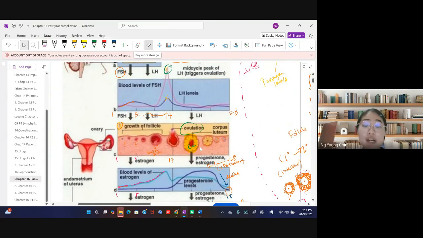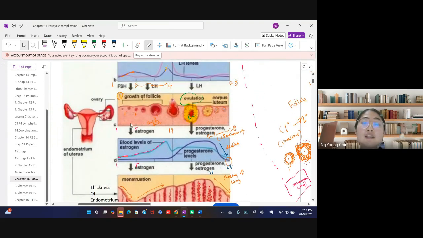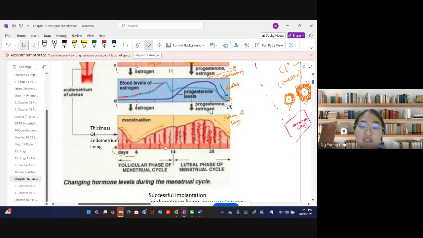So the menstrual cycle is about 28 days, and it is divided into two phases. The first phase is the follicular phase. What does follicular phase mean? At this phase, between 0 and 14 days, there is development of the follicle cells. You can see the primary follicle becomes the secondary follicle, then the gravid follicle, at this phase. How about 14 to 28 days? It will be the luteal phase.